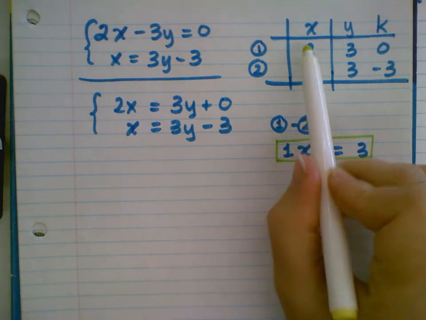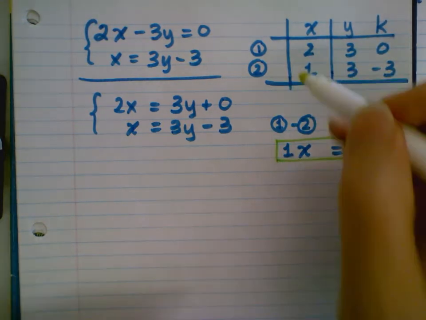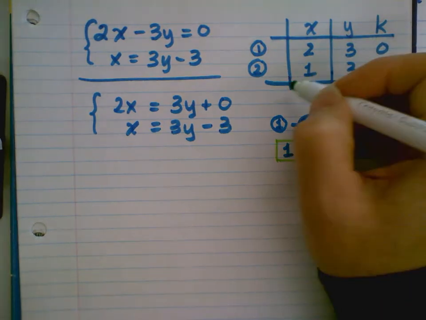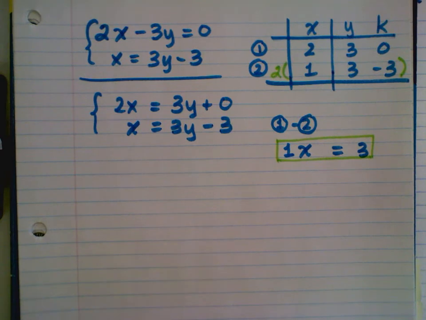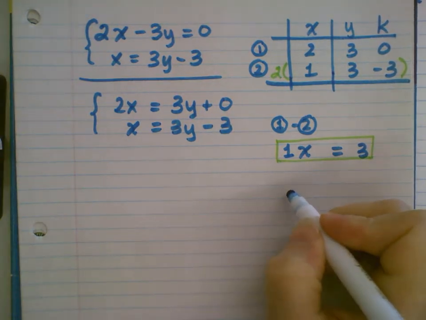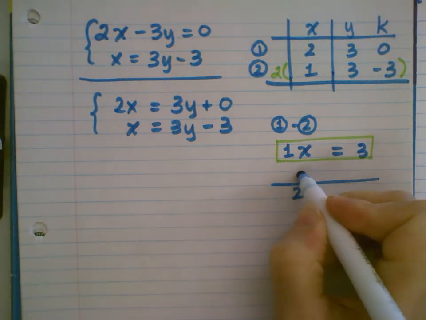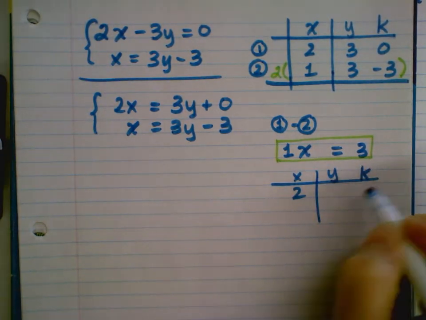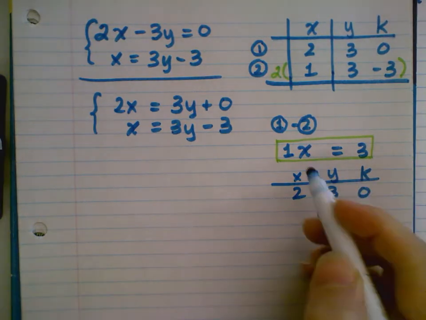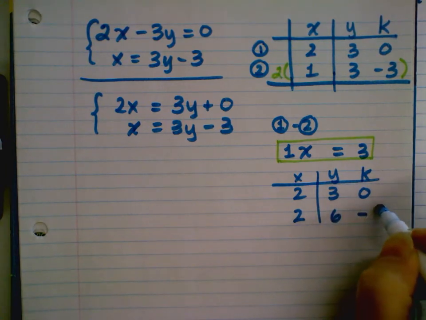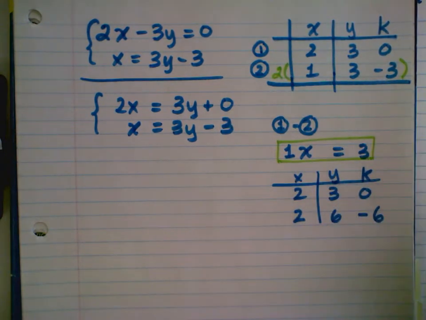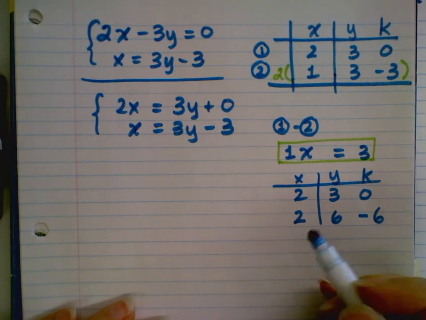In order to do that, I'm going to have to double this second one. So I'm going to use green here. So let's distribute a 2 across that second equation. And now my table looks like this. I'm going to have x, y, k, 2, 3, 0. And the second equation is going to be 2, 6, -6. So I've just doubled all of the values in that equation. It's been scaled up by a factor of 2.